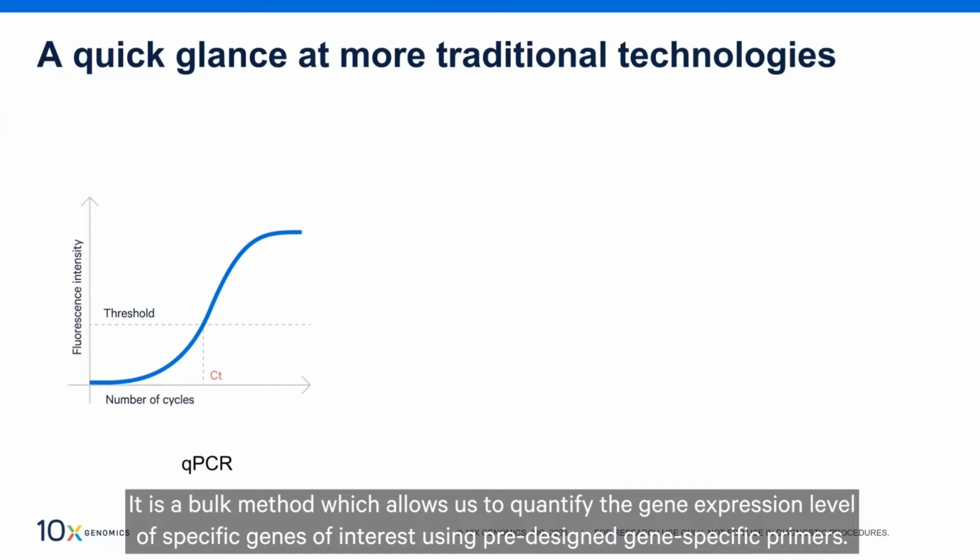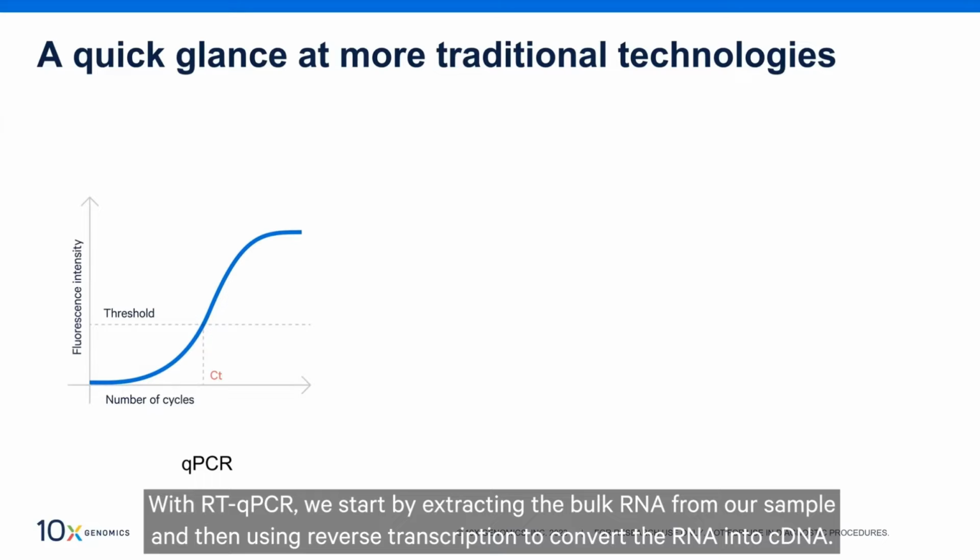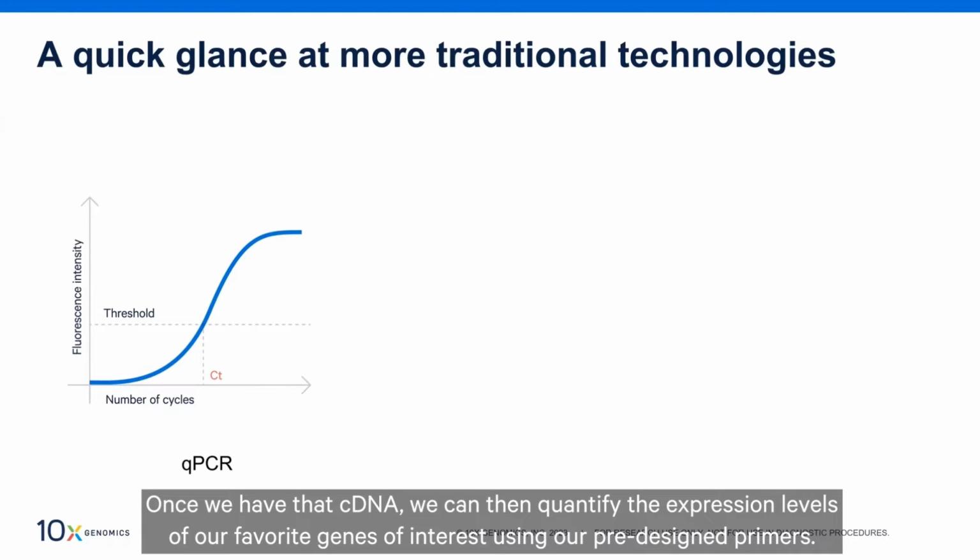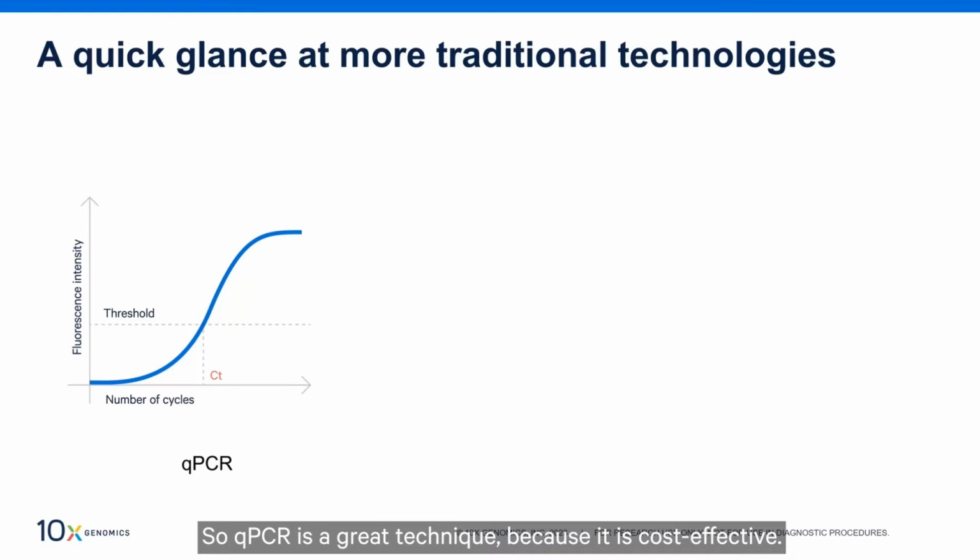It is a bulk method which allows us to quantify the gene expression level of specific genes of interest using pre-designed gene-specific primers. With RT-PCR, we start by extracting the bulk RNA from our sample and then using reverse transcription to convert the RNA into cDNA. And once we have that cDNA, we can then quantify the expression levels of our favorite genes of interest using our pre-designed primers. So qPCR really is a great technique because it is a cost-effective way of looking at a few genes of interest.